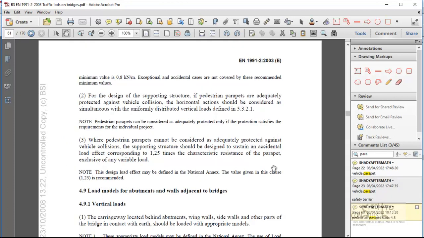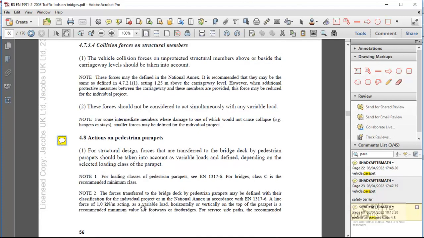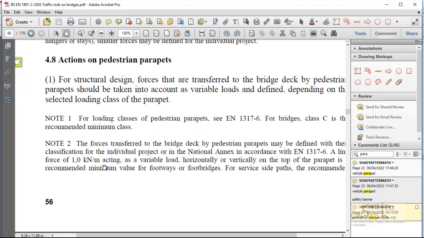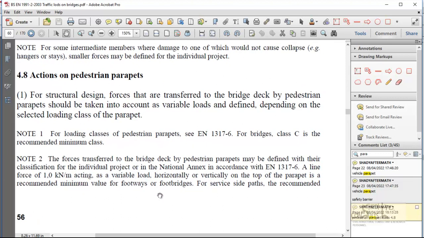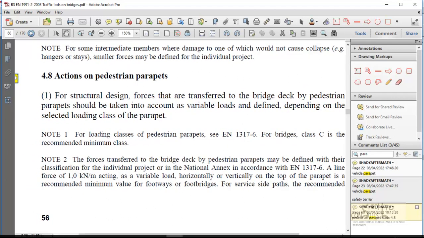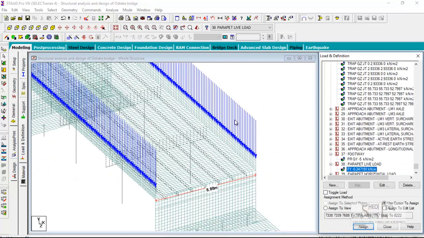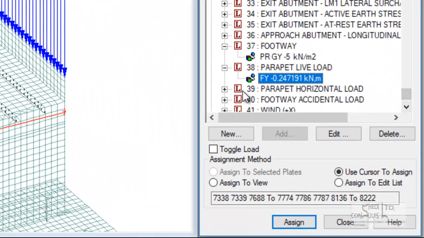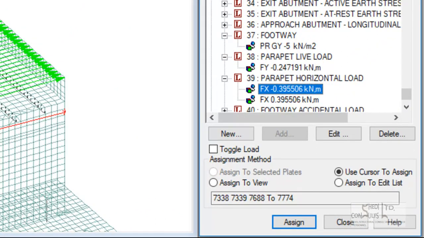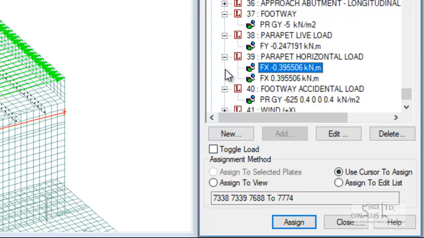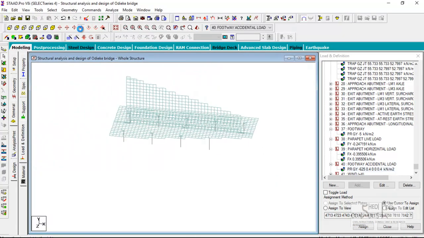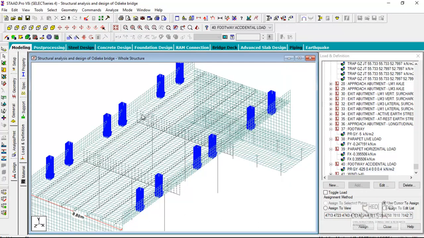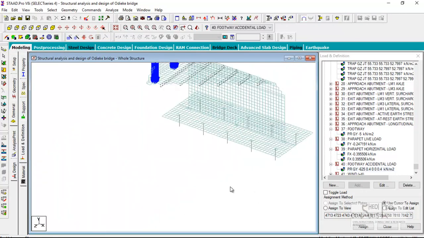Okay, so the code states that on the parapet you need to apply the minimum load of 1 kilonewton per meter. Okay, these are the live loads. So parapets are subjected to both dead loads and then live load in line with EN 1317-6. So this is the vertical loads on the parapets, and then you have the lateral loads on the parapet as well. Okay, the code specifies that. So these are lateral loads on the parapets. Then we have the footway accidental loads I told you about. So these are the accidental loads as a result of abnormal vehicles traversing into the pedestrian footway. So you compute these and then apply them correctly.